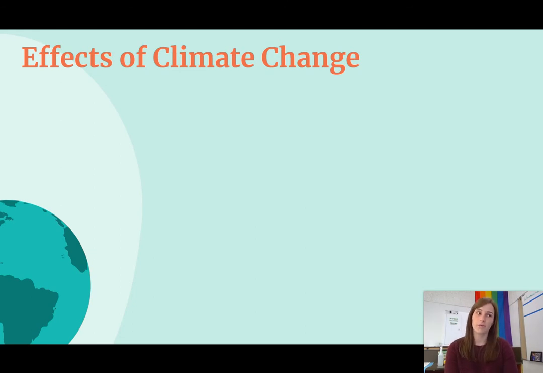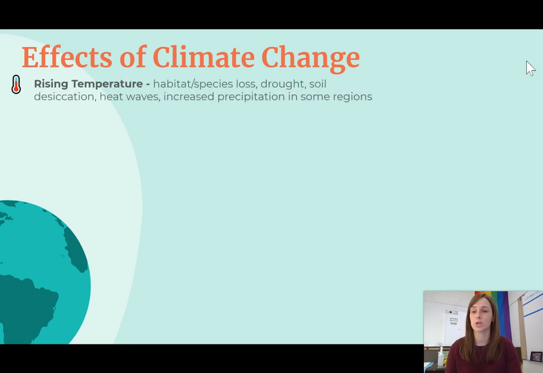So what are the effects of climate change? We know that there is a variation. We also know that in recent times, we are seeing a crazy level of carbon dioxide that is not tracking with historical. So when we have these rising temperatures, rising carbon dioxide, here are some of the things that happen. When we have rising temperatures, this leads to habitat loss and species loss, causes droughts, soil desiccation, heat waves, and increased precipitation in some regions due to the Hadley cells. And so this is going to be a lot of impacts that can happen when our temperatures rise.